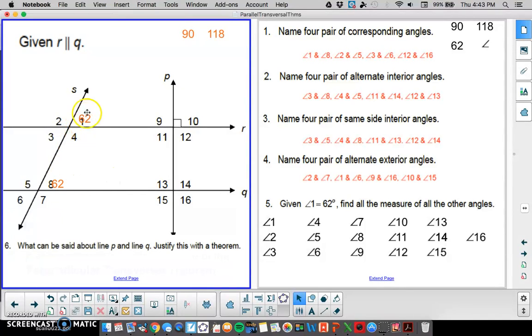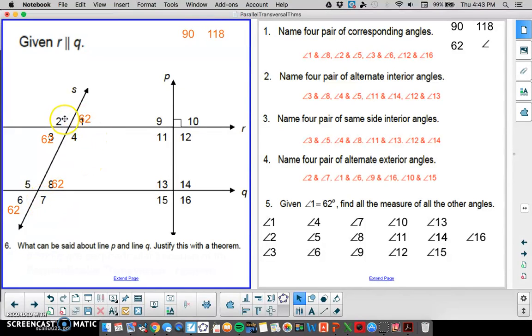Now, I also know that vertical angles are congruent, so I know 1 has to be congruent to 3. But 3 and 6 are corresponding, so I know angle 6 is also 62. Notice that 6 is alternate exterior with 1. Notice that 3 is alternate interior with 8. So notice those relationships and how those are all equal to one another.